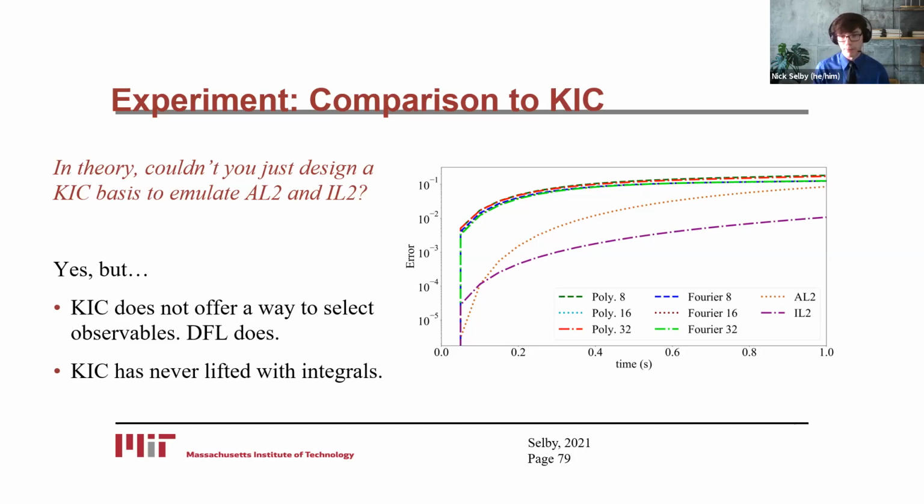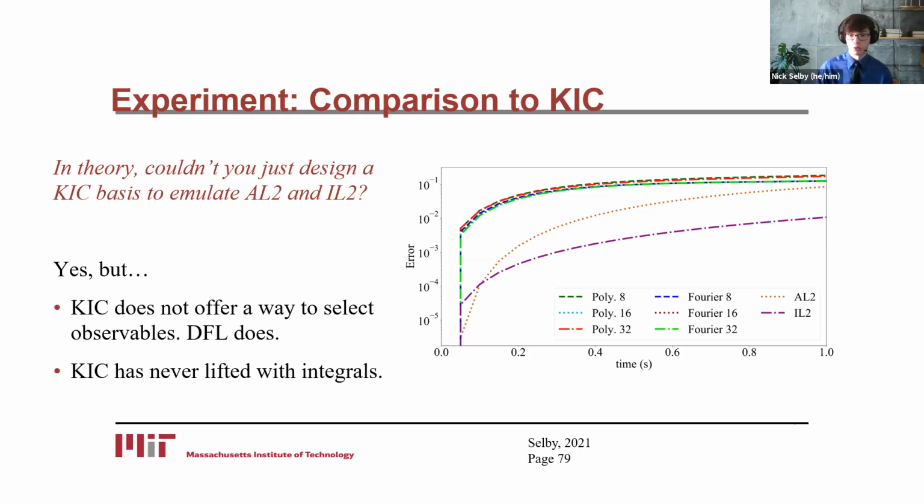Much of the literature on Koopman operator theory admits that observable selection is very important, but KIC does not offer an algorithm to select these observables. DFL-based methods do, right? That's using the outputs of auxiliary variables, and that's something really powerful that you get from DFL. Secondly, to my knowledge, no Koopman-based algorithm has ever before prescribed using integrals as a key component of your observable functions. And as I discussed previously, the integrator blocks are what allow AL2 and IL2 to succeed.